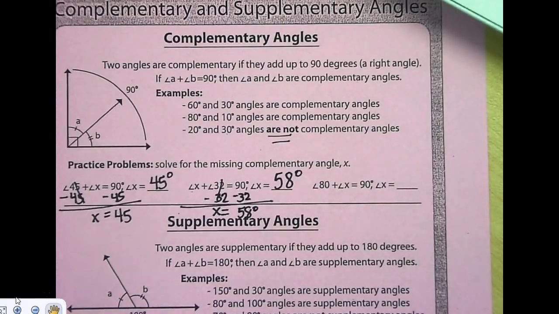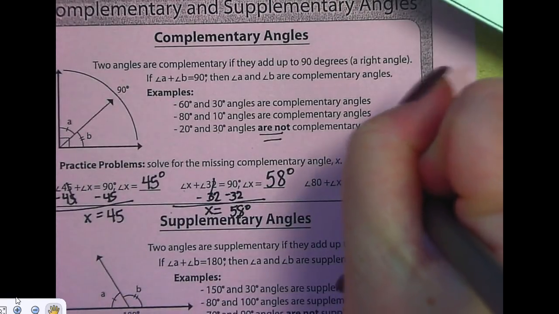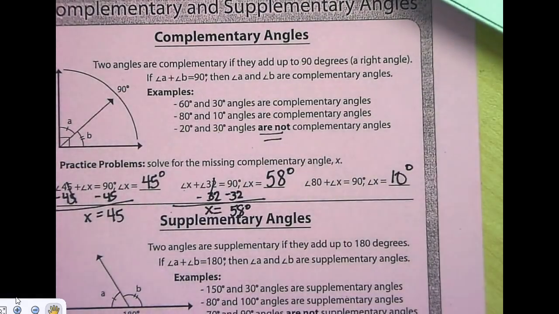Last one, 80 plus x equals 90. Do I even need to write my equation? What's x equal? 10 degrees, right? 80 plus 10 is 90 degrees. So x equals 10. Everybody okay with those?